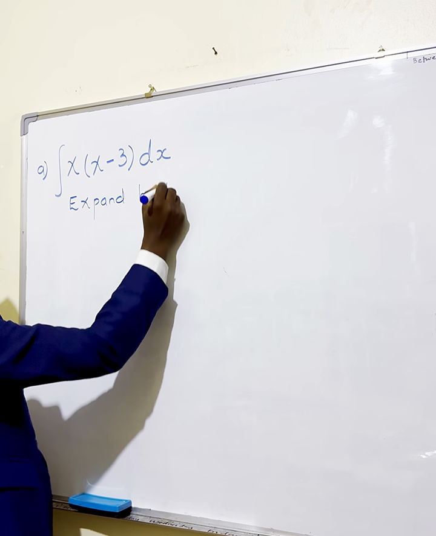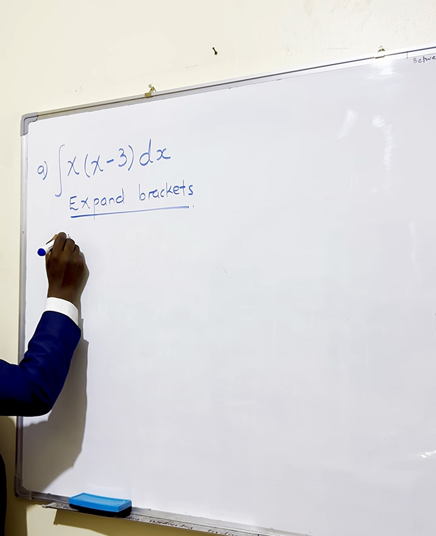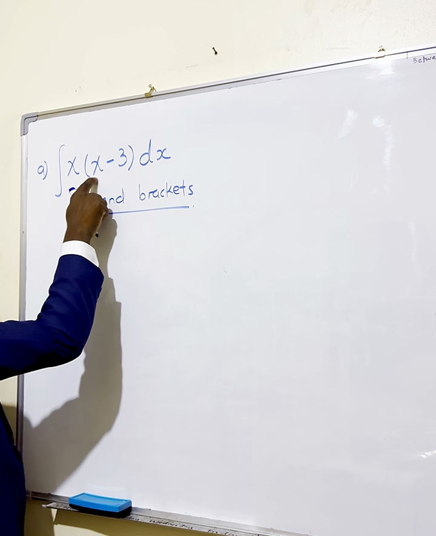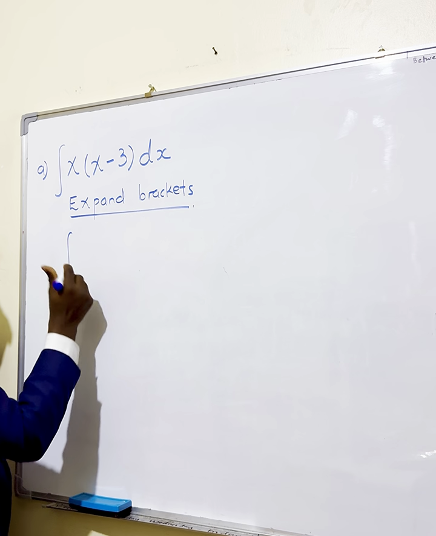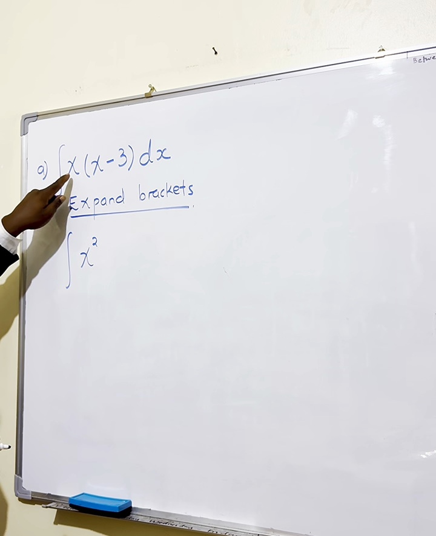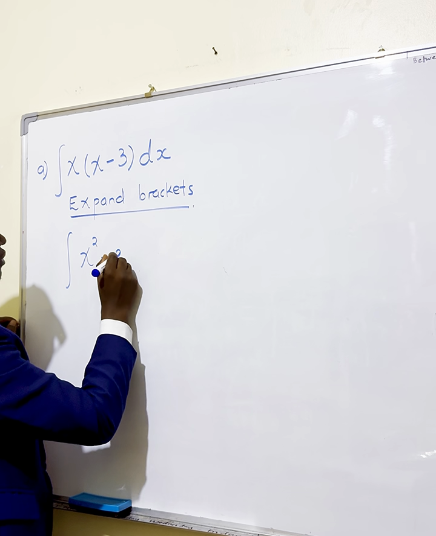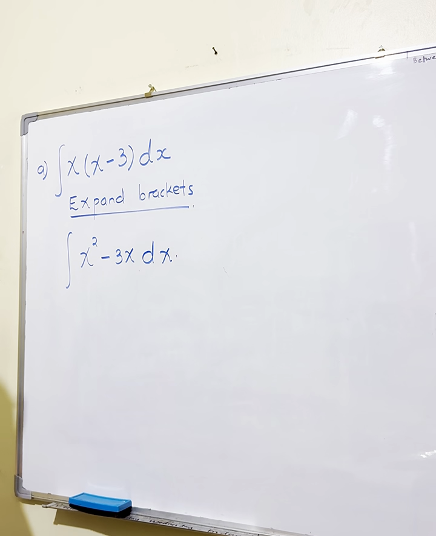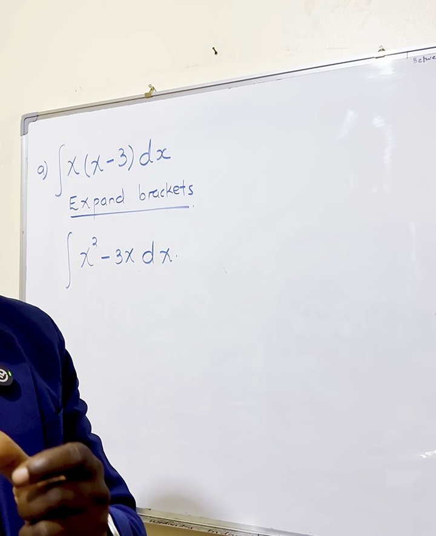So we are going to say expand brackets, meaning that we shall have integral. I'm going to get this x, I multiply throughout the bracket. So what is x times x? That is going to give us x squared. Then x times negative 3, that is negative 3x, everything multiplied with what? Dx.